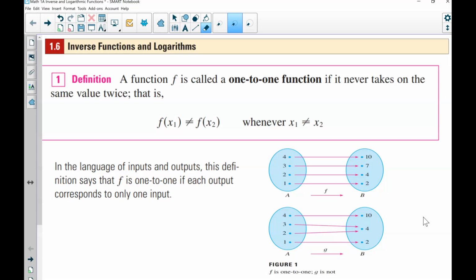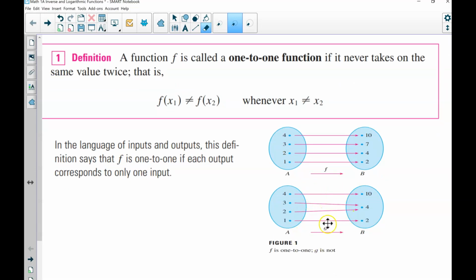Now, if a function has an inverse, it has to be a one-to-one function. So if you take a look at the mapping over here, the first mapping is the function f. So that means you have an input that goes to one output, or in this case, one output has one input, one output has one input, one output has one input, and so forth. Therefore, this is a one-to-one function.